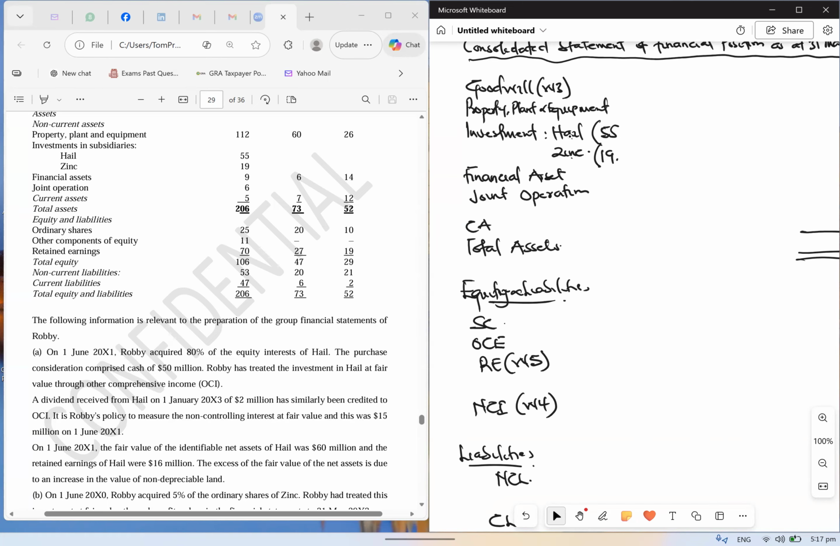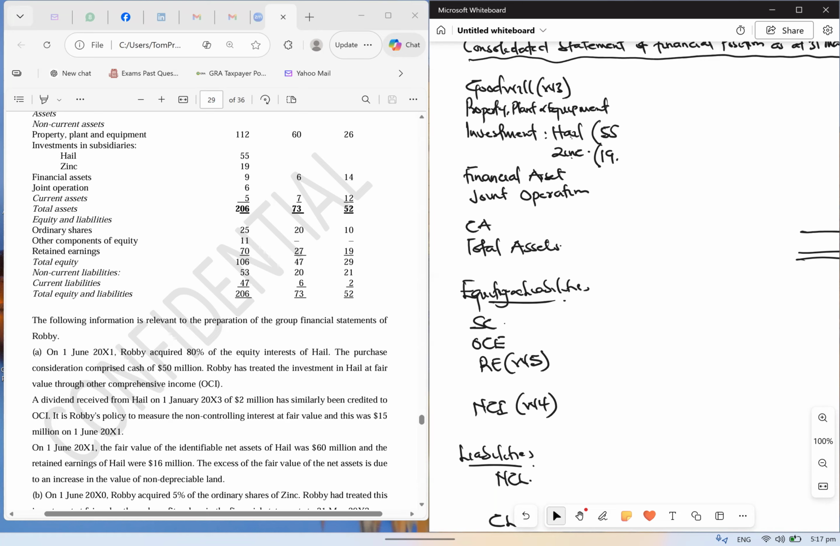A dividend received from Hale on 1st January 20X3, 2 million, has similarly been credited to OCI. Dividends shouldn't even go to OCI in the first place. If you receive a dividend, it's an income for you, and it also increases your cash. They didn't talk about the cash side. They have said that they have recorded the credit to OCI. The debit is cash, but they didn't talk about that. So the credit to OCI is also a wrong thing. It's supposed to be in the retained earnings. Then also understand that intra-company dividends are cancelled.